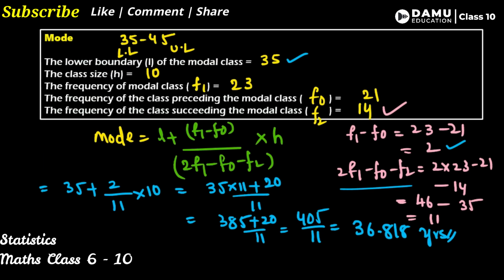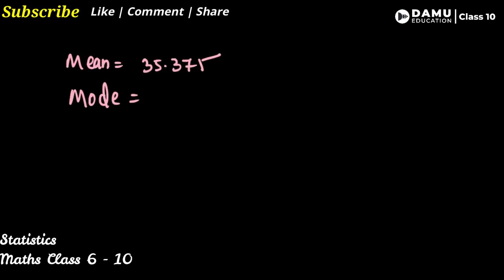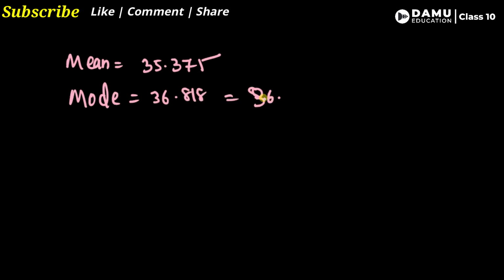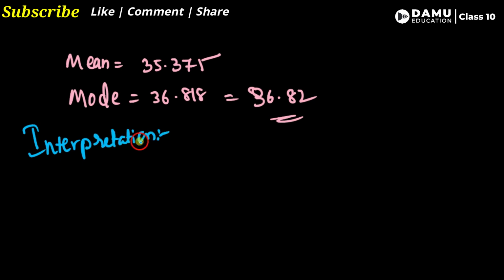So finally, what you can say here is the mean will be equal to 35.375. Then the mode is 36.818, approximately 36.82. So this is the mode. Let's write the interpretation. So the interpretation is nothing but, therefore, you can write conclusion type things.